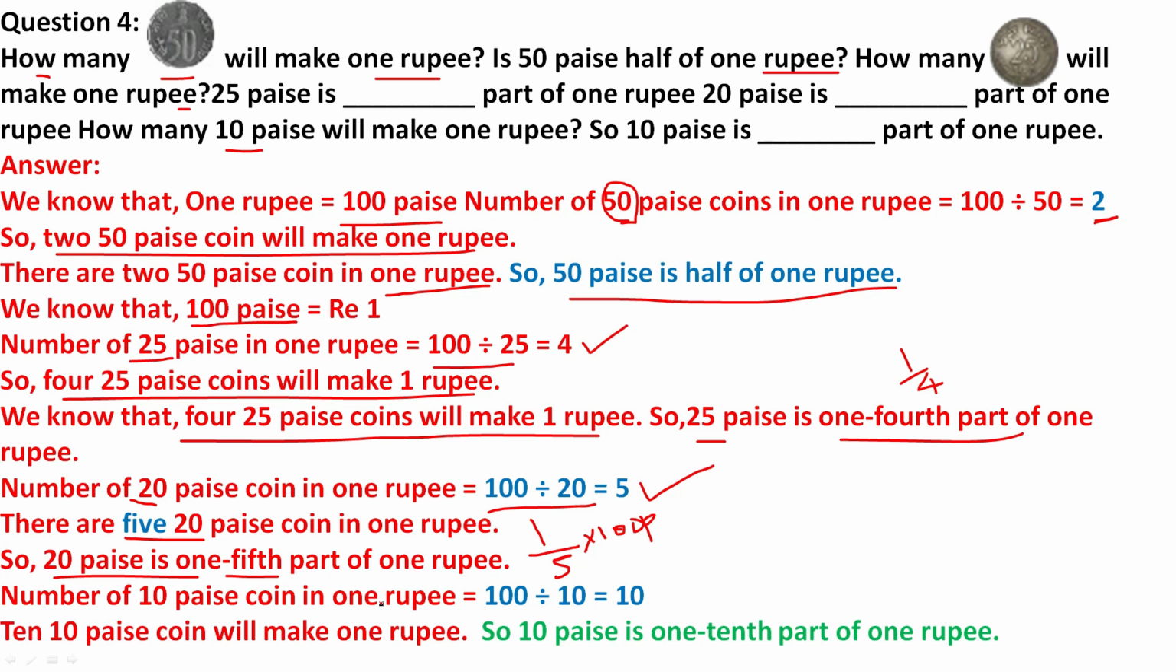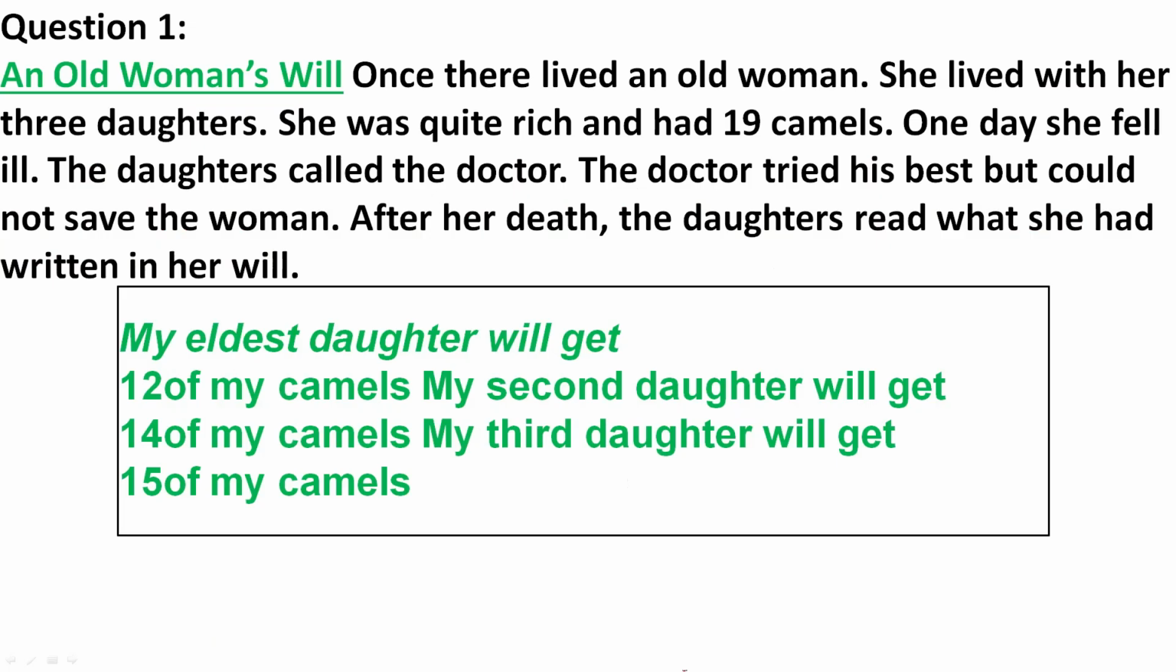Okay, next 10 paise, how many will be there? 100 divided by 10 is equal to 10. So 10 paise is 1 by 10th of 1 rupee.